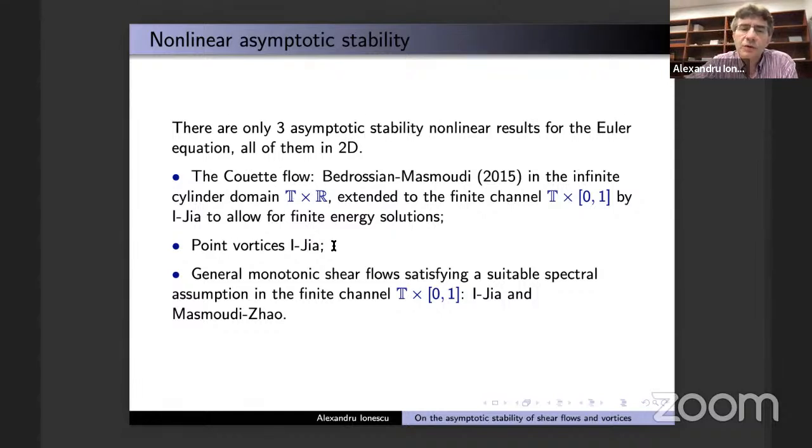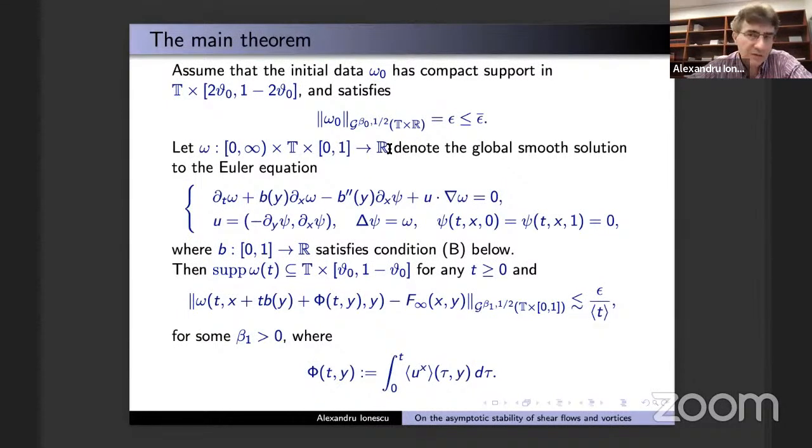Then there's the case of point vortices, which is work of Hao Jia and myself. And there is the case of general monotonic shear flows, satisfying a suitable spectral assumption in the finite channel T times 0,1. This is work of Hao Jia and myself, and independently Masmoudi and Zhao. So these are the only nonlinear stability results for the Euler equations. Now I'm going to discuss one of these theorems. I'm going to start with the last theorem, the general monotonic shear flows, to get a sense of what's involved in a full nonlinear theorem. So I'm on this slide, and on the next slide I'm going to state the theorem.